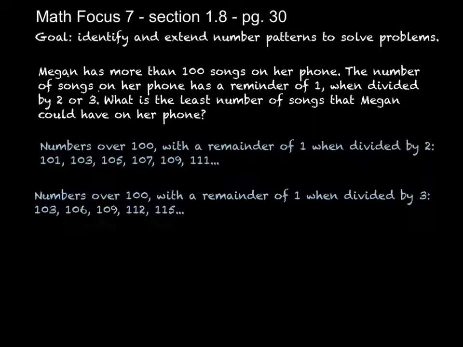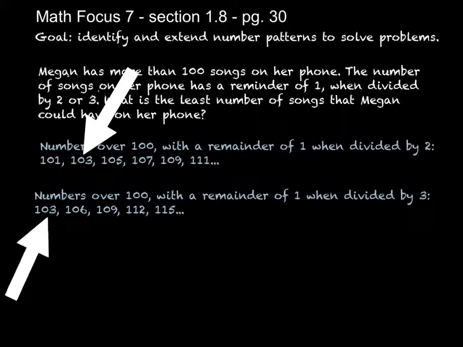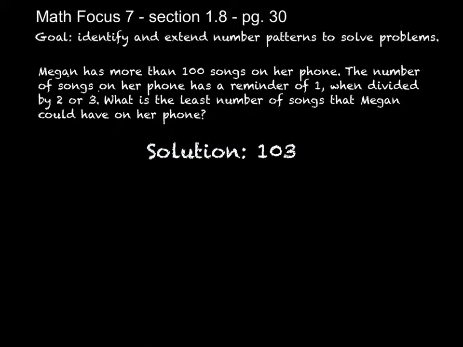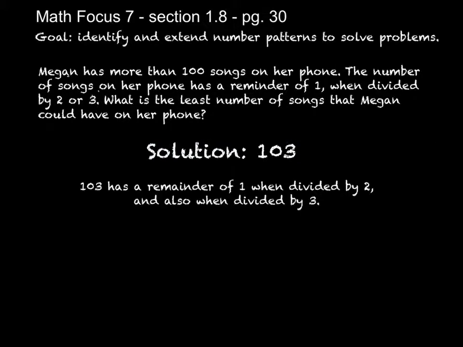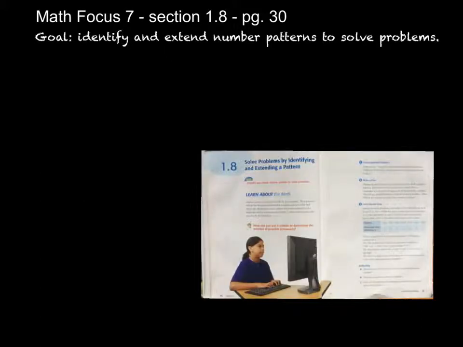So overall, what is the solution to our problem? The solution is 103, because 103 has a remainder of 1 when divided by 2, and it also has a remainder of 1 when divided by 3. Read through the example on page 30 in your textbook and complete the reflecting section on page 31.